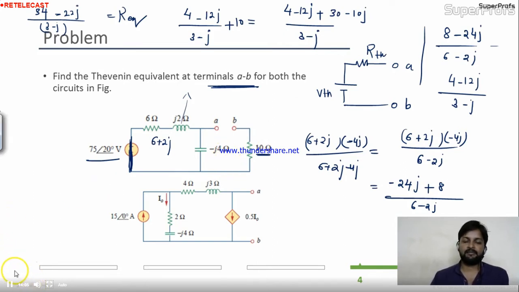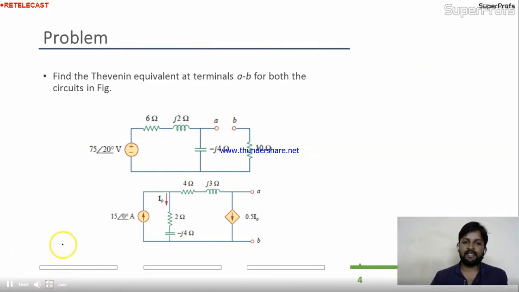So you calculated RTH here. Now your next task is to calculate VTH across this point. What will you do? This is the open circuit, right? This is 0. I'll do it by nodal analysis. This is the open circuit, there is no current. Here the voltage is 0. Here this is VA. In this circuit only one node is there, so you can apply nodal analysis easily.